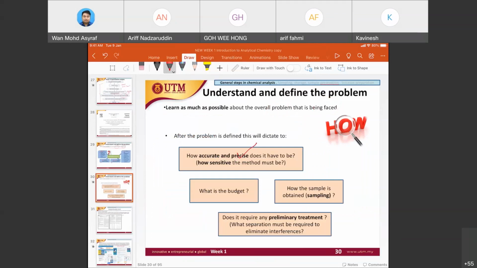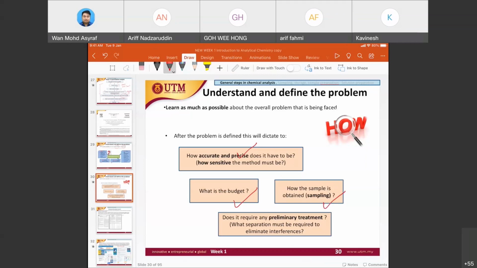What is the budget? Kalau budget dia hanya untuk quantitative saja, you don't need to do qualitative. It depends on your preferences and the severity of the case lah, severity. Okay. How the sample is obtained? Okay, how would you sample?